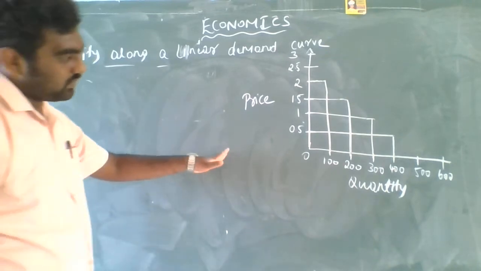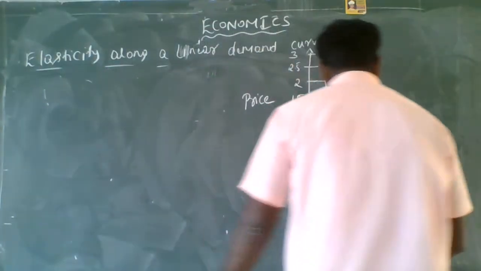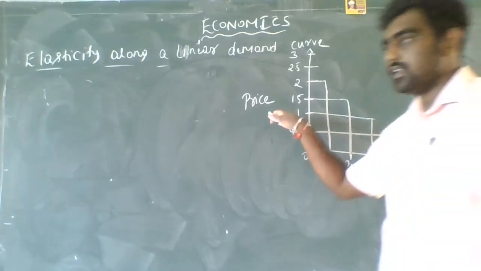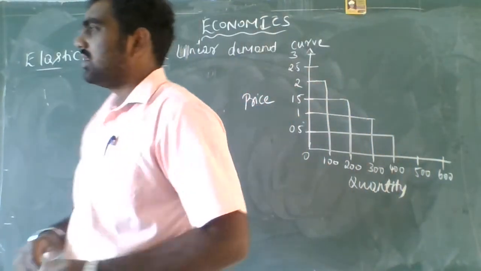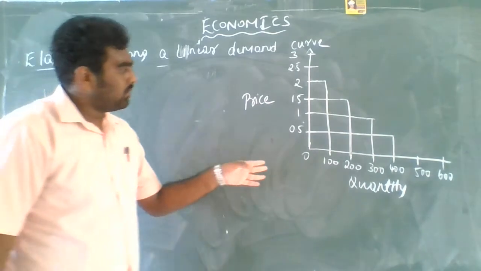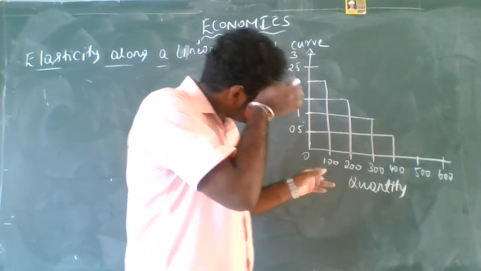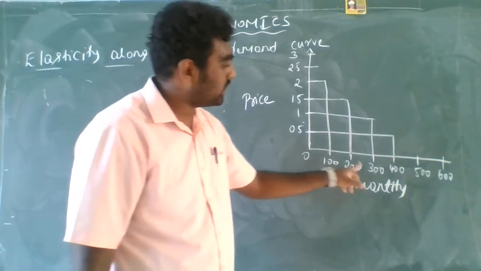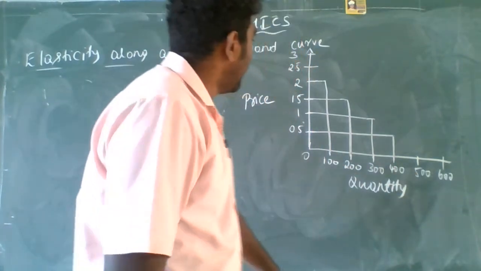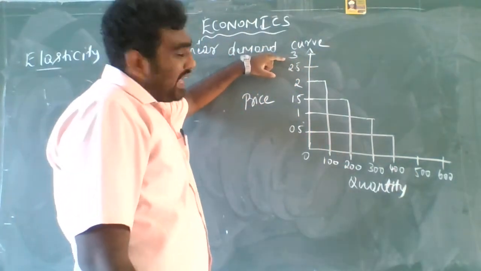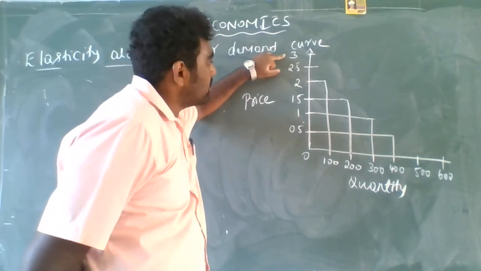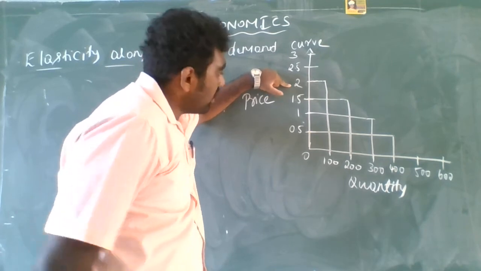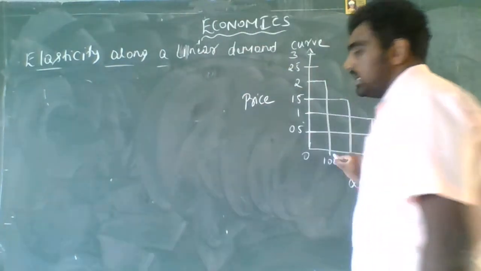Here, I have taken a numerical example. I have taken the x-axis as quantity and the y-axis as price. Imagine these are the number of chocolates given to you: 100, 200, 300, 400, 500, and 600, and these are the prices in dollars. So for $2, we are demanding 100 chocolates.